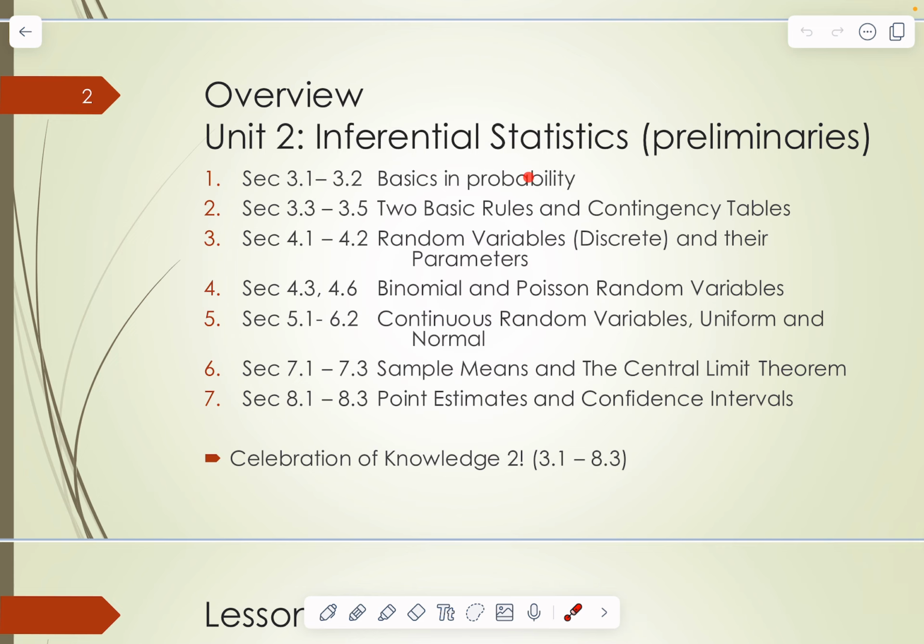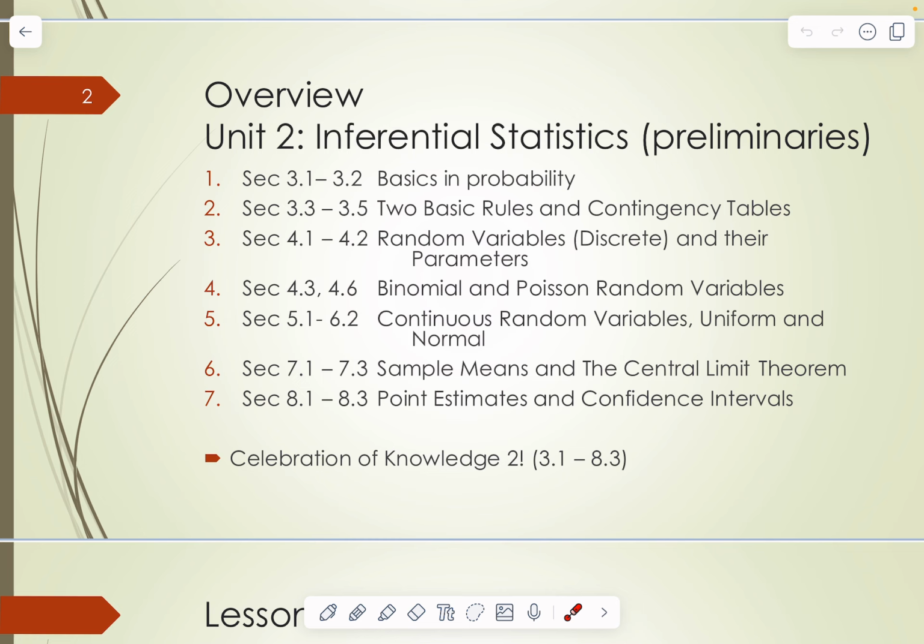Recall where we are in the unit. We're near the end. We started this unit by talking about basic probability, two basic rules and contingency tables. We talked about random variables. We started with discrete random variables and looked at two examples of those, the binomial and the Poisson random variables, which are very useful models with a lot of possible applications. And then we started talking about continuous random variables, which were the uniform and normal distribution. We spent 2 days working on those sorts of problems to really get it.